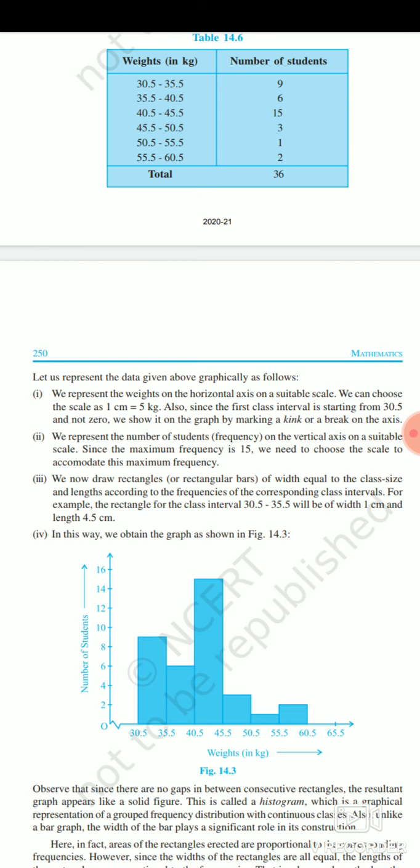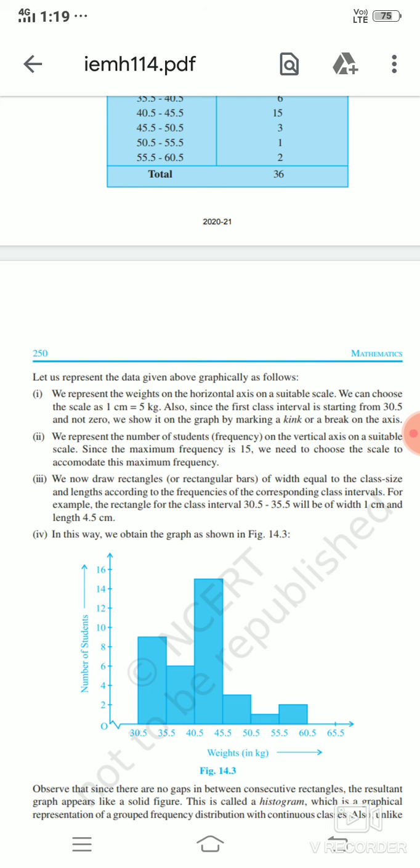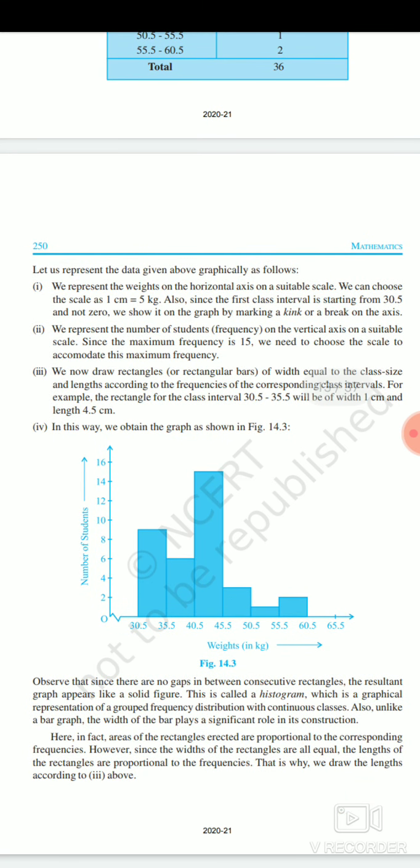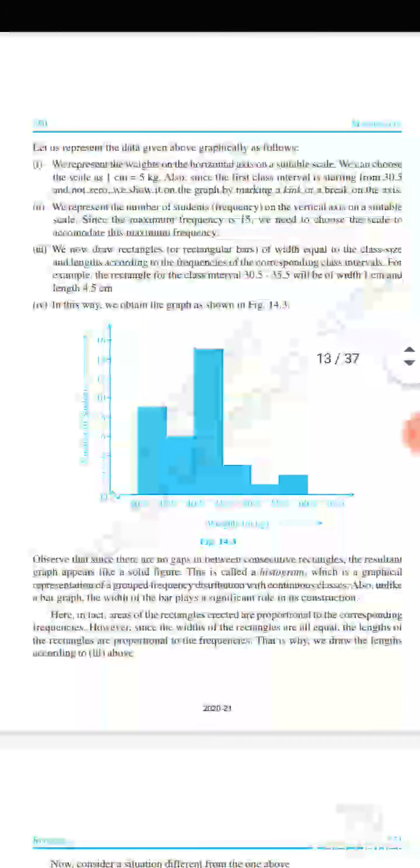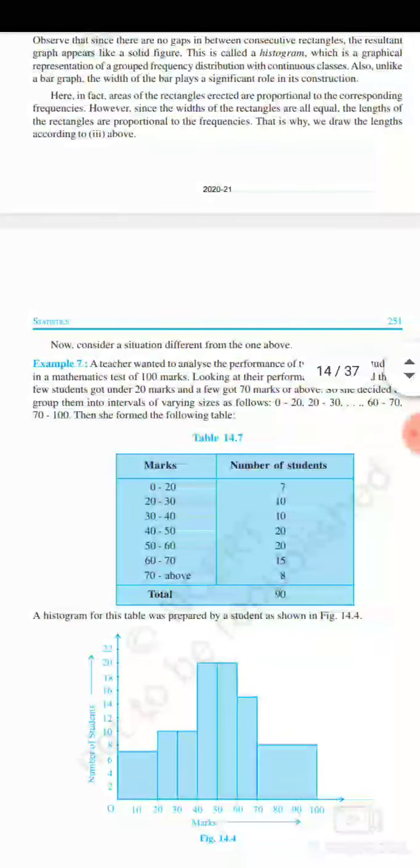Right. So observe: with consecutive rectangles, the resultant graph appears like a solid figure. So that's why this is called a histogram. Now we are going to study the next one.